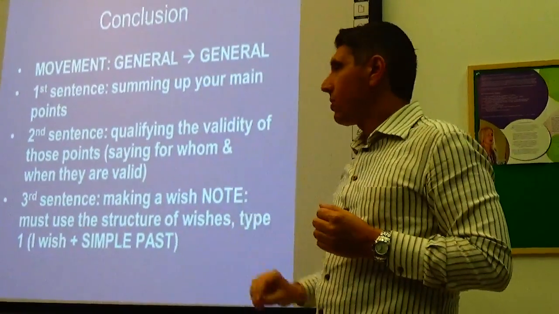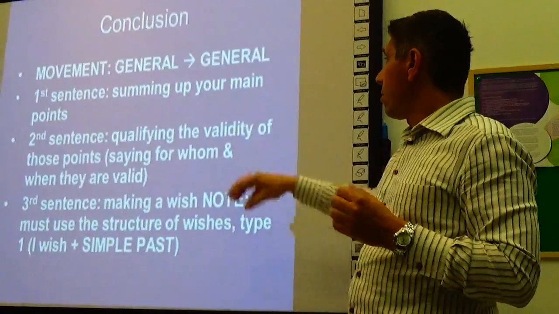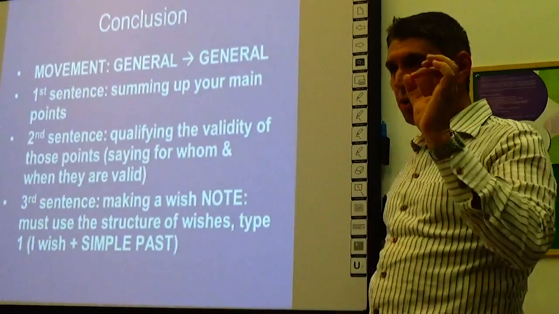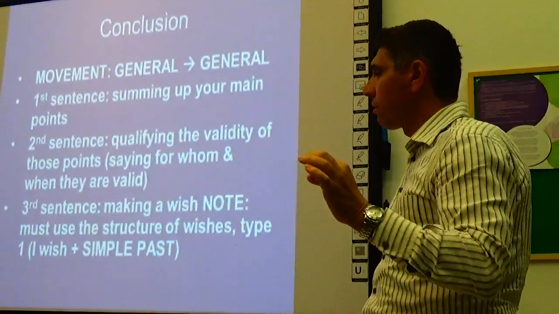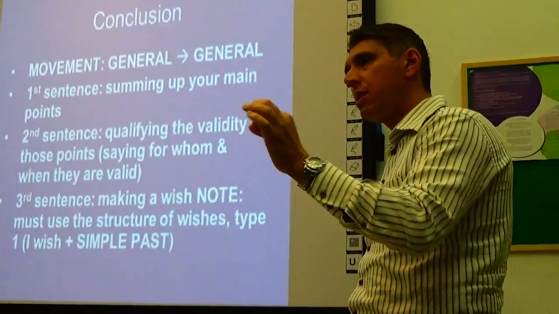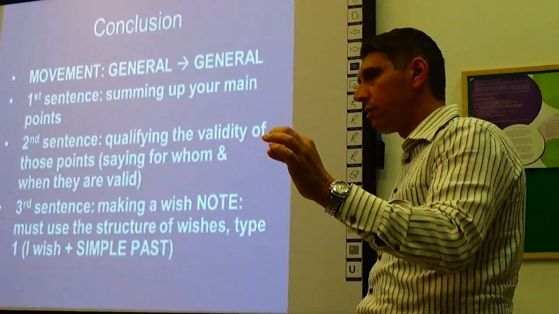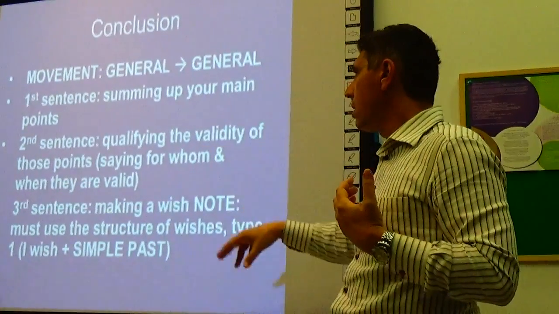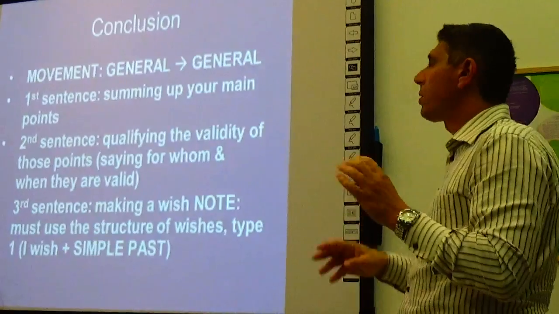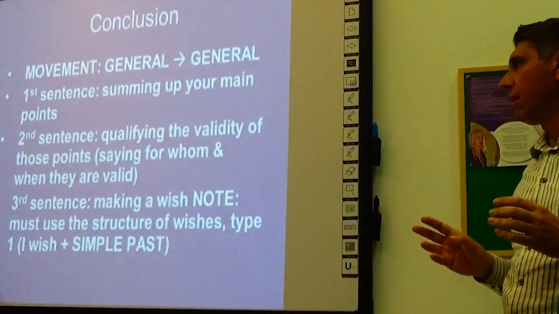Okay, here's my suggested model. The first sentence should sum up your main points and should include a word that indicates to the reader that you are summarizing. A phrase such as to sum up or in conclusion. And there are other phrases you can use as well. So you sum up your main points. In the second sentence, you can qualify the validity of those points.